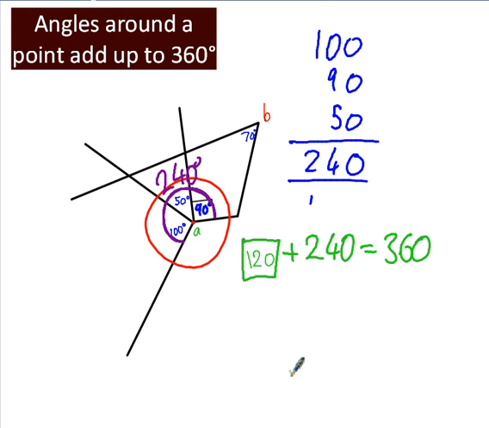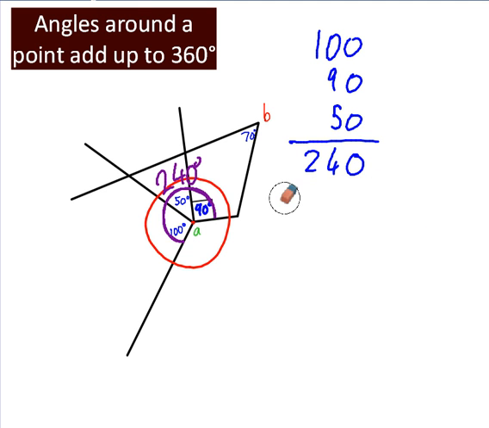Okay, so my answer is 120 degrees, but I need to check that first of all. Before I go any further, I can check it by adding 120 onto 240, and if I get 360, then it means I've added all the angles up, and these angles around a point will make 360. Okay, yep, looks like I was right. So angle A is 120 degrees.